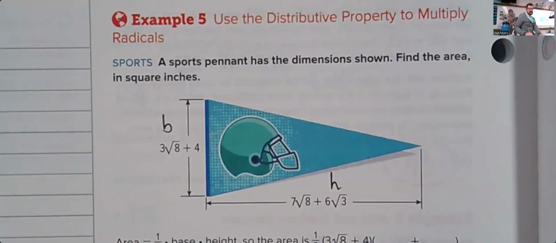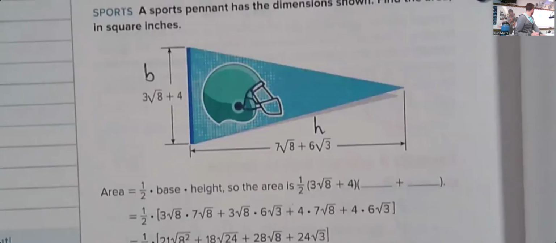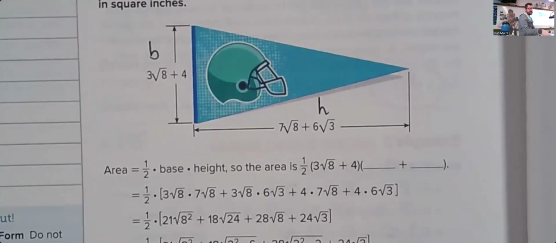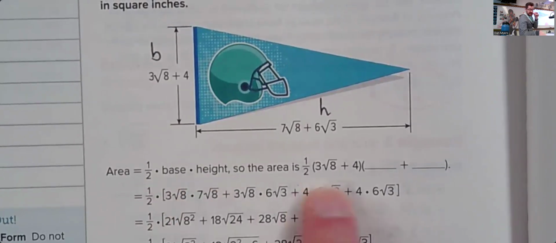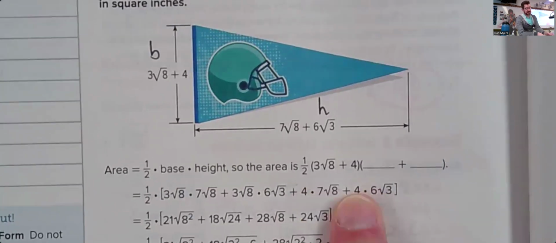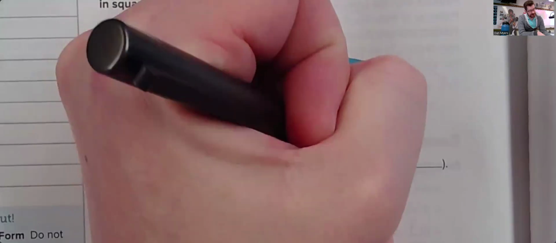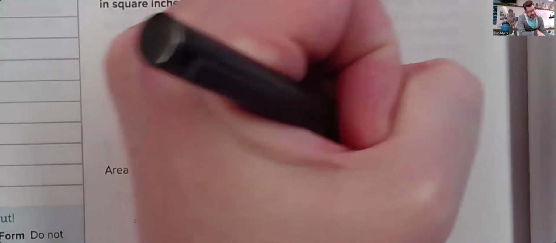And it's quite kind. It tells us, or reminds us, what the area of a triangle is equal to. Area of a triangle is equal to half times the base times the height. So the area is equal to 1/2 times the base of 3 root 8 plus 4 times the height of 7 root 8 plus 6 root 3. So that first fill in the blank, 7 root 8 and 6 root 3.